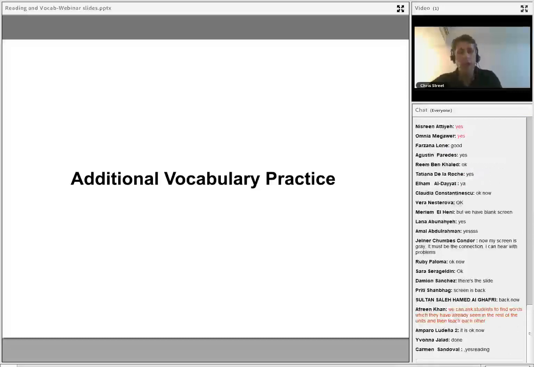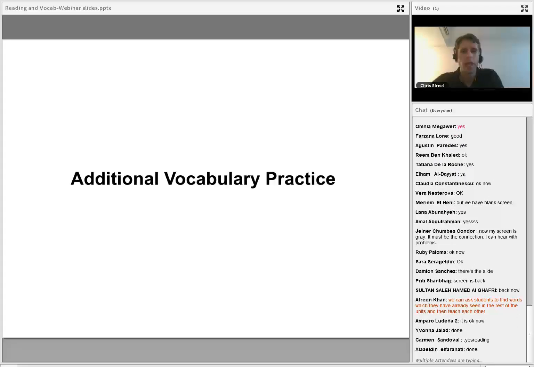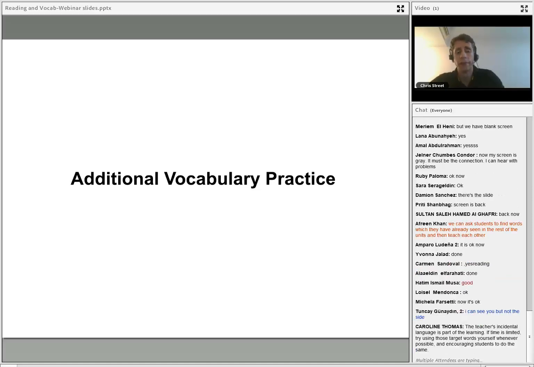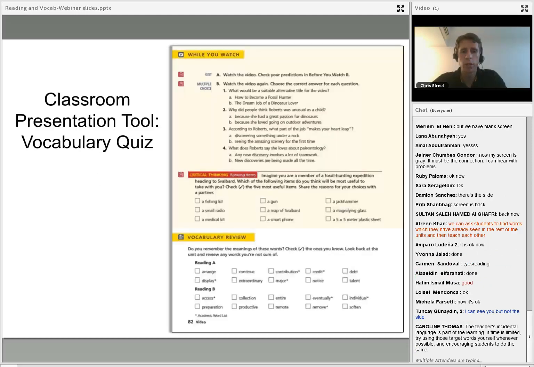Okay, so vocabulary we recycle naturally if students continue to read, but it's also important to provide more controlled practice and more opportunities to encounter words. So in a series like Reading Explorer, we also provide a lot of extra vocabulary practice outside the student book itself. I'll just give you a few examples.